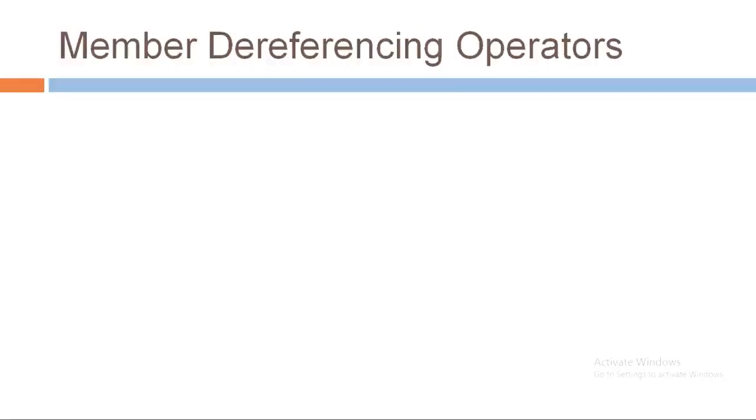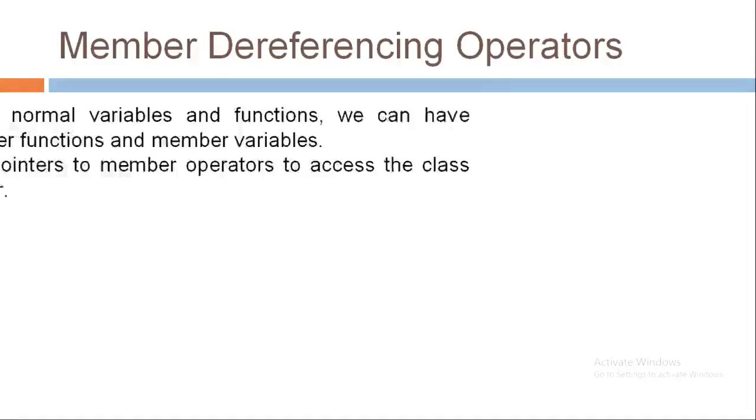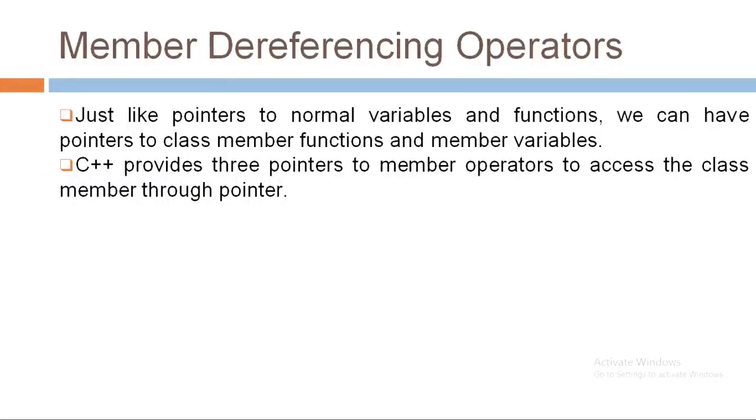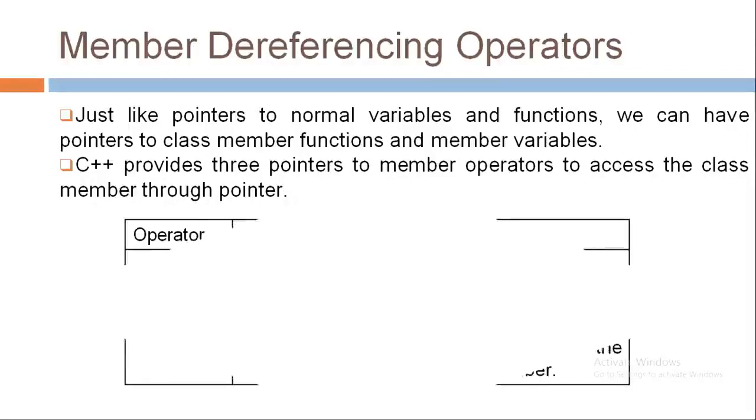The next one is member dereferencing operators. Friends, as we know that we can use pointers to point to normal variables and functions like integer, float, character, array, right, in C programs. Same way we can have pointers to class member functions and member variables. C++ provides 3 pointers to member operators to access the class member through pointer.